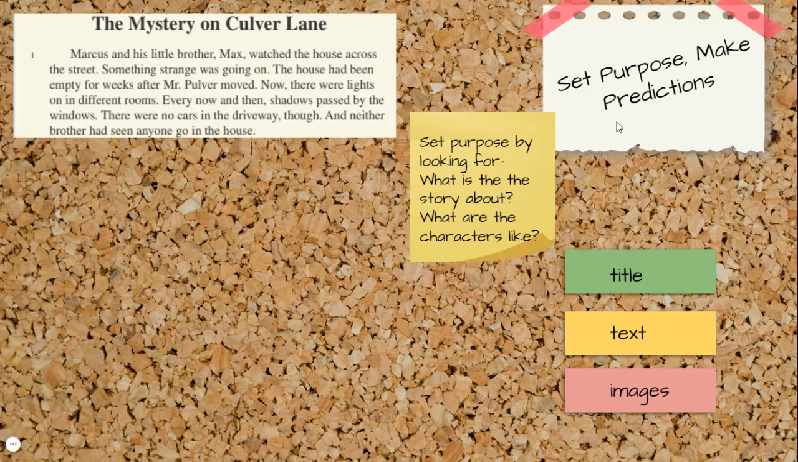The Mystery on Culver Lane. Marcus and his little brother Max watched the house across the street. Something strange was going on. The house had been empty for weeks after Mr. Pulver moved. Now there were lights on in different rooms. Every now and then shadows passed by the windows. There were no cars in the driveway, though, and neither brother had seen anyone go in the house.